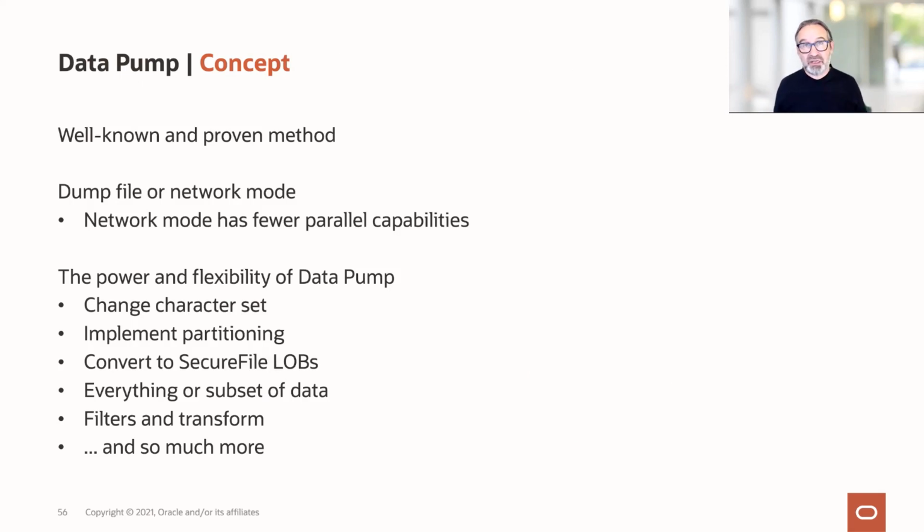Dump file on a network link has a few tiny restrictions, especially regarding their parallel capabilities, but the advantage is no dump file gets written. And generally, data pump is absolutely flexible and has a lot of powerful features. So it starts when you want to do a character set conversion. It's very helpful. Implement partitioning. Very, very useful. Change from old basic file lobs to secure file lobs, something we really recommend. You can do this with everything or just a subset of data. You can filter, you can transform, and so much more.